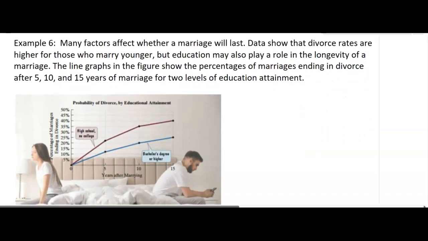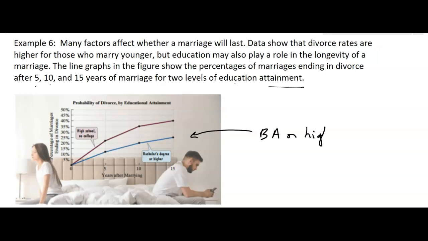It says many factors affect whether a marriage will last. Data show that divorce rates are higher for those who marry younger, but education may also play a role in the longevity of marriage. And this graph, by the way, is in your textbook, so you can locate that in the e-text. The line graphs in the figure show the percentage of marriages ending in divorce after 5, 10, and 15 years of marriage for 2 levels of education attainment. So this blue line is if they have a bachelor's degree or higher. That's couples' divorce rates. And then the red line is if they have no college.